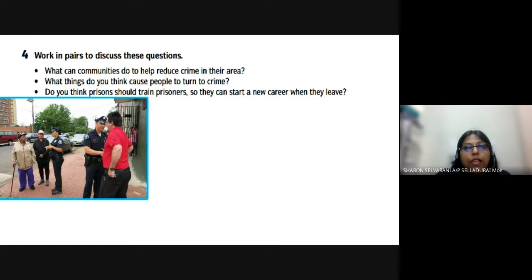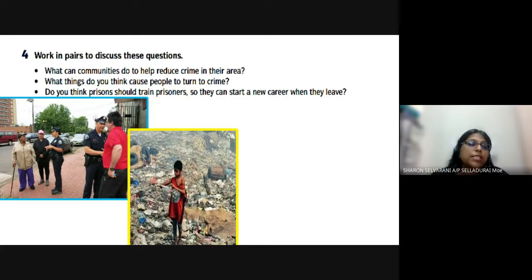For example, we see people stealing food. Why do they steal food? Why can't they buy the food? Why must they steal the food? Because of what? Ah, because they don't have money. If they have money, why should they go and steal food? All right? Okay, poverty is a problem.